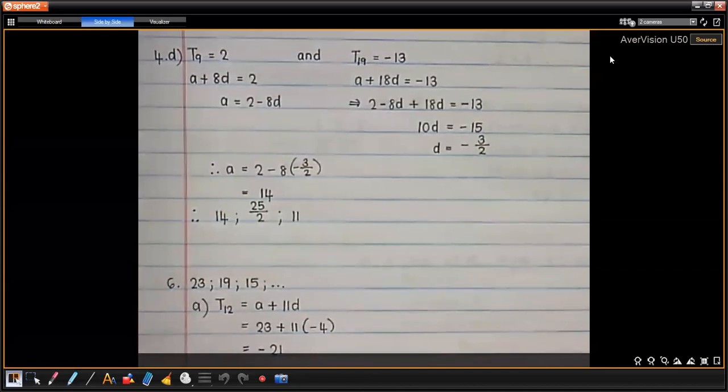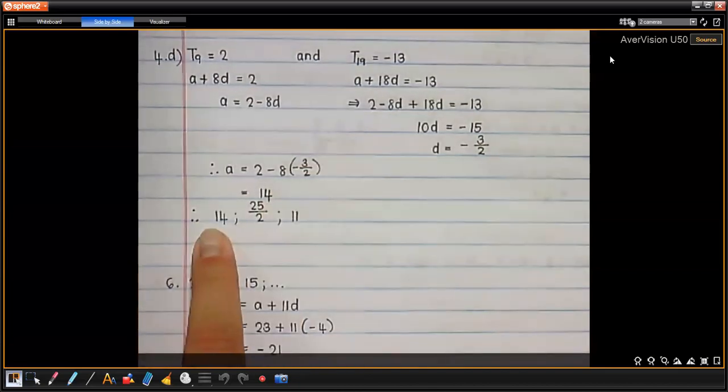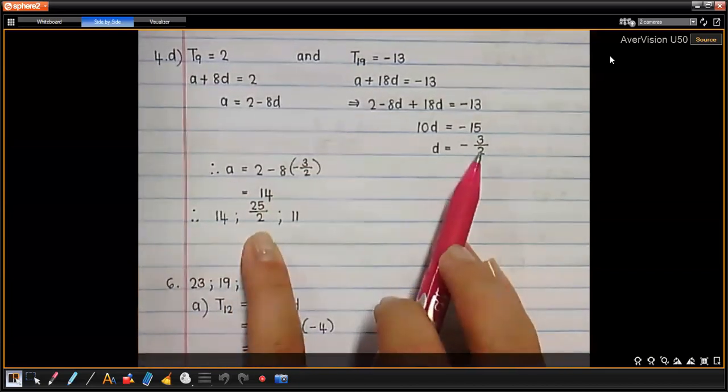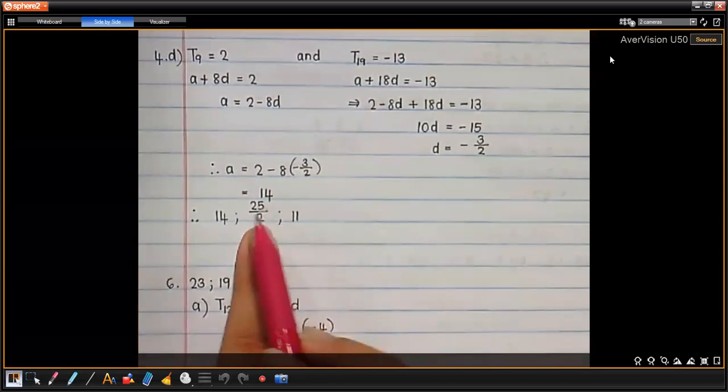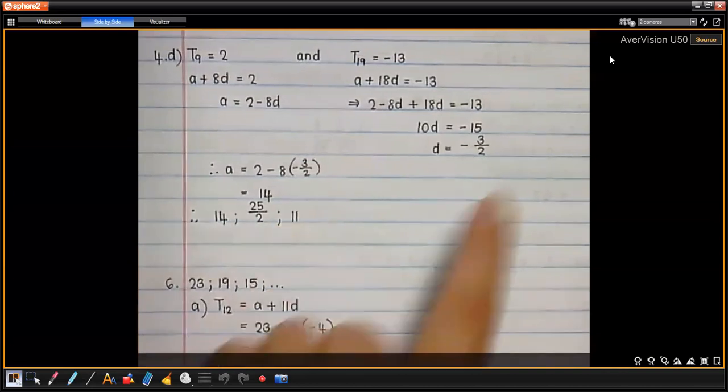And then they ask for the first 3 terms. So A is term 1. Then you minus 3 over 2 from that. Then minus 3 over 2 again.